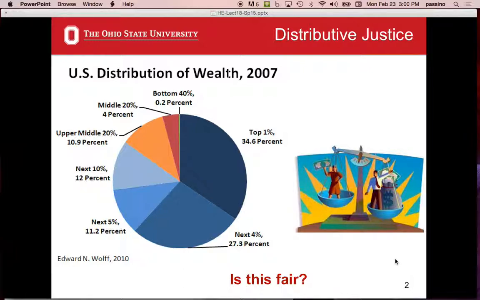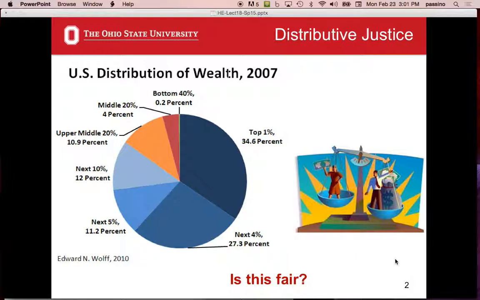So why distributive justice? Why is it important? I found this nice little pie chart that illustrates, in 2007, and I don't think it's much different now, how the distribution of wealth goes in the United States. The top 1% own 34.6% of wealth in the country. The next 4% own 27.3%. So in total, the top 5%, you can add it up yourself, it's over 50% of the wealth owned by the top 5% of people in the United States.